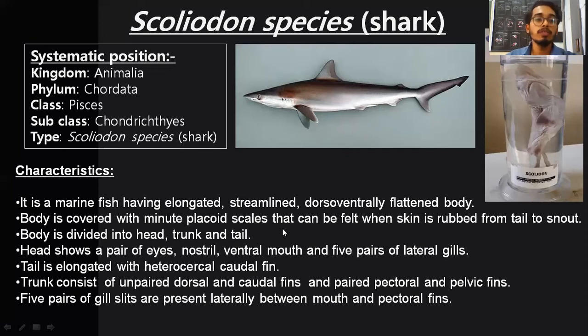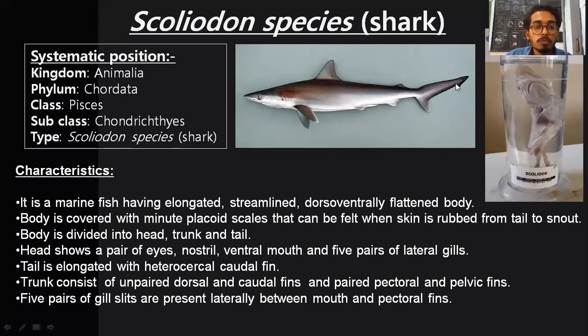Then the body is divided into a head, so this is the head region, then a trunk and a tail part. Clear? The head region shows a pair of eyes. A pair of nostrils are present. Then a ventral mouth is present, that means towards the lower side. And 5 pairs of lateral gills are present.